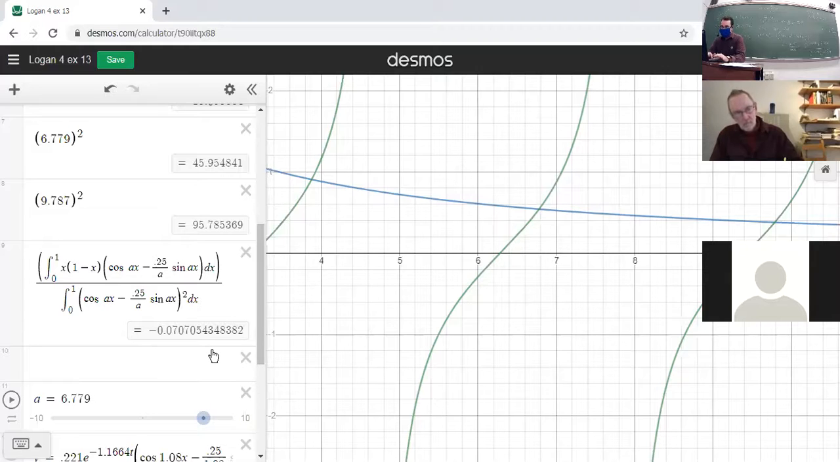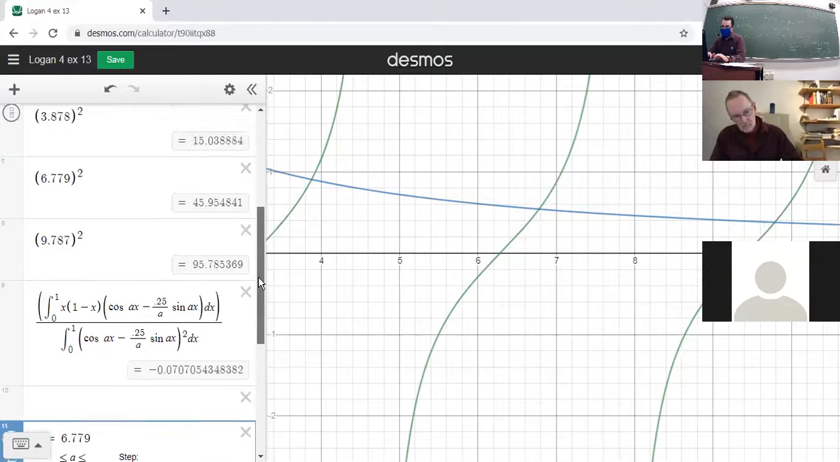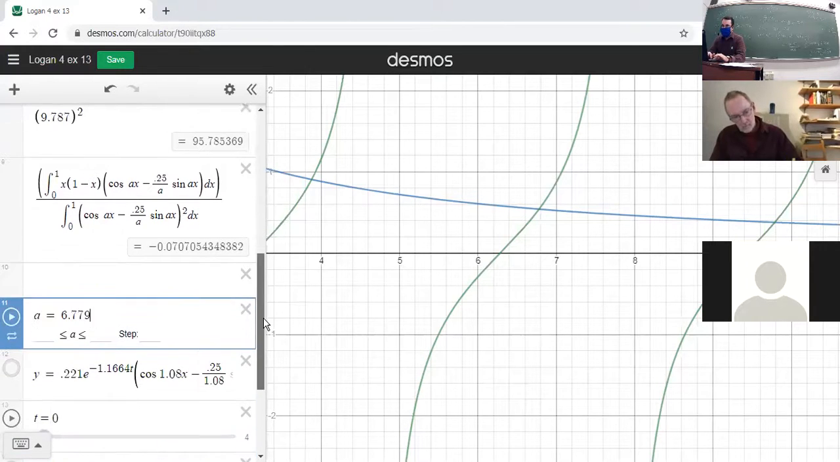And then you can see the last value for A that I plugged in was 6.779. So that's going to be like this C3. So the value of C3 is negative 0.07070543, so on and so forth.